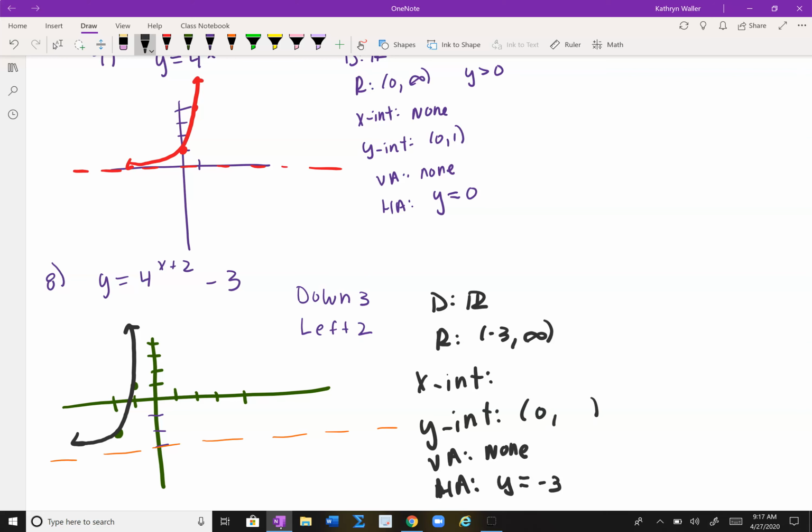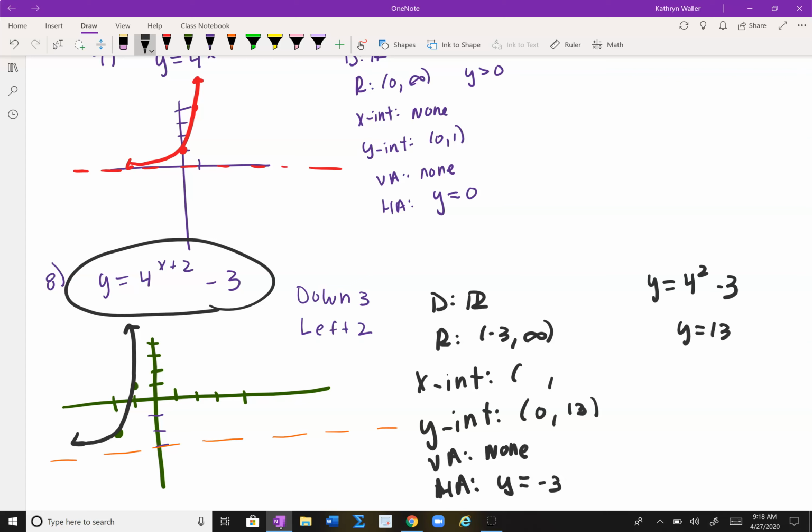I'm going to let x be a 0. So if I let x be a 0 right here, then you'd have y equals 4 to the second minus 3. 0 plus 2 is 2. 4 to the second is 16. 16 minus 3 is a 13. So it wouldn't hit that y-axis until clear up at a 13.